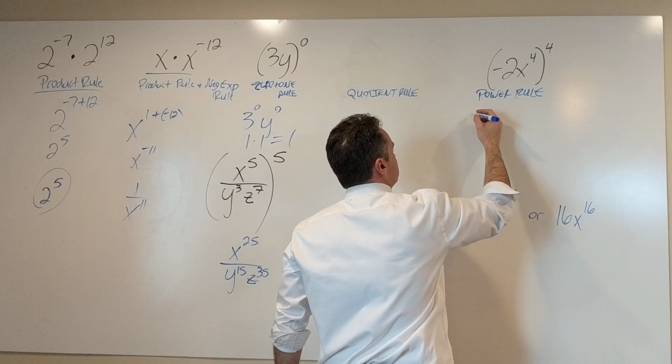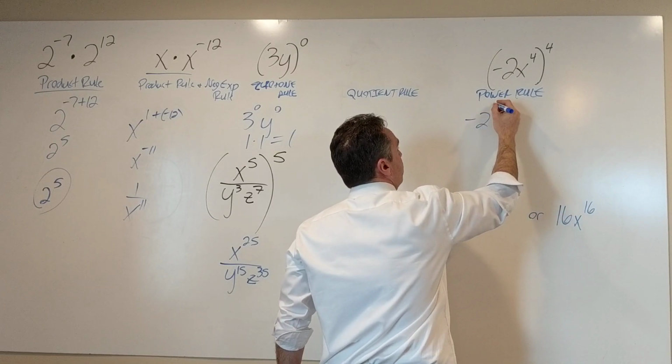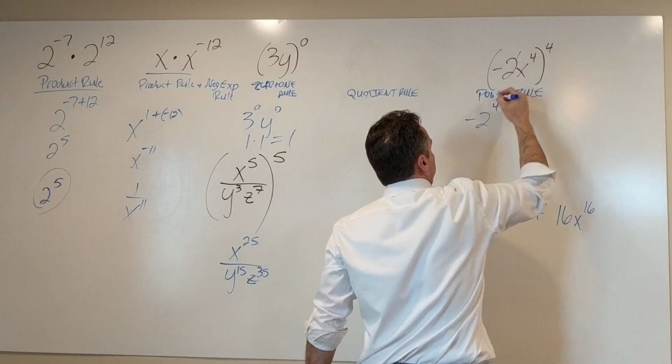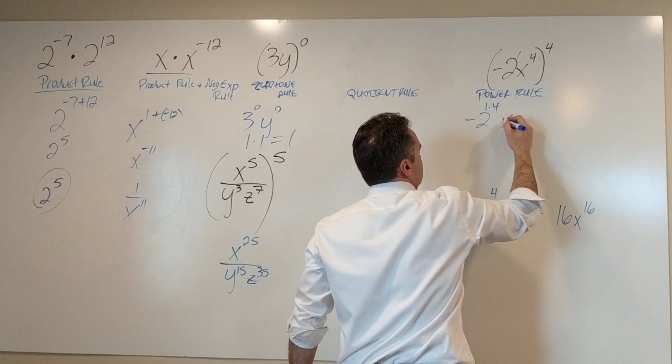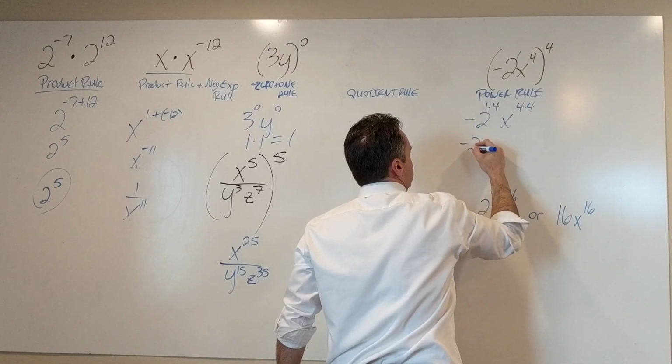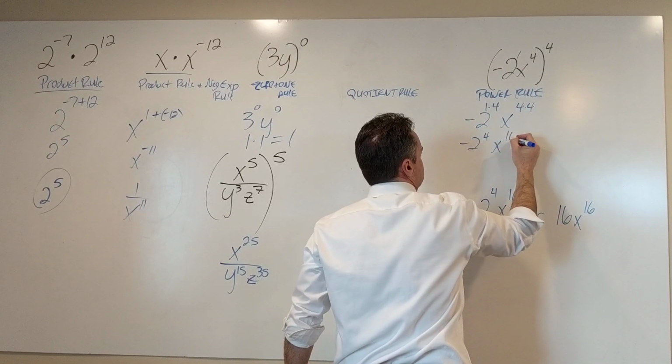So if everything in the parentheses receives the power, I have negative 2 to the 4th, because ultimately this is a 1, so it'd be like 1 times 4, and x to the 4 times 4, which would be negative 2 to the 4th, x to the 16th.